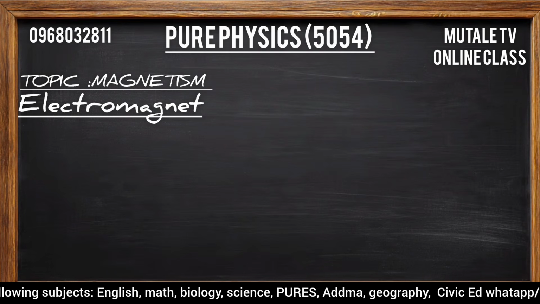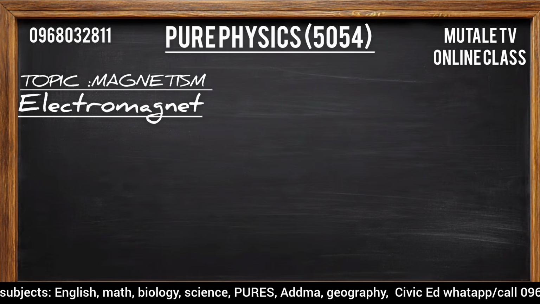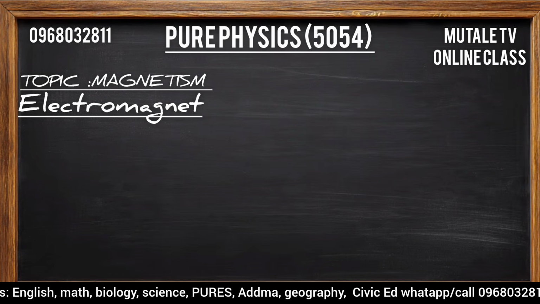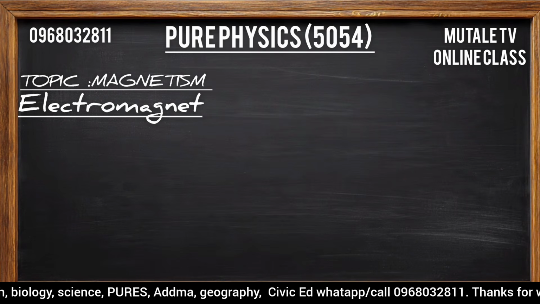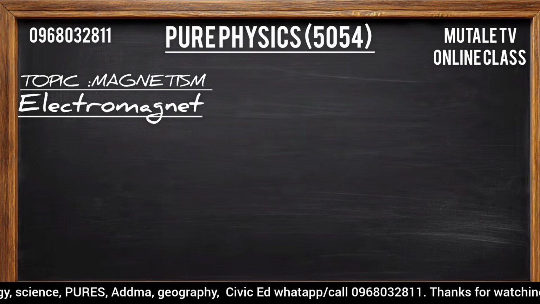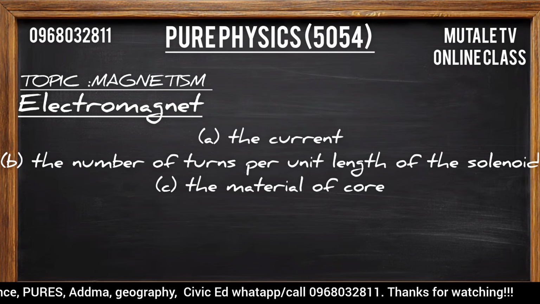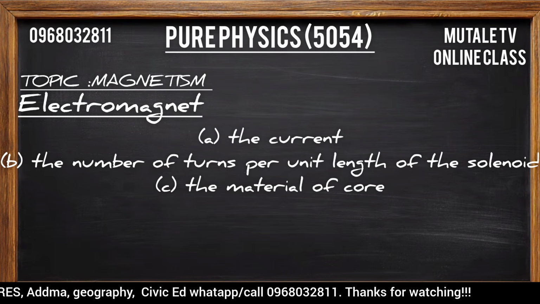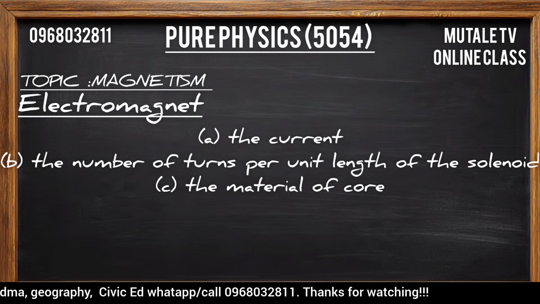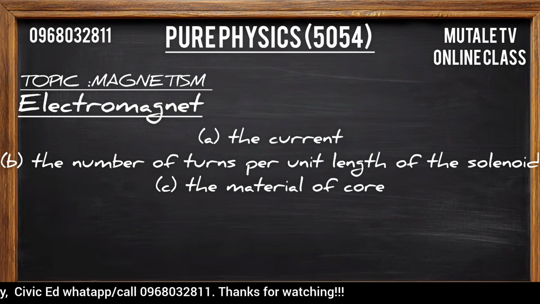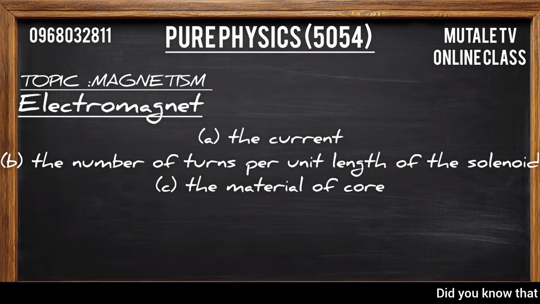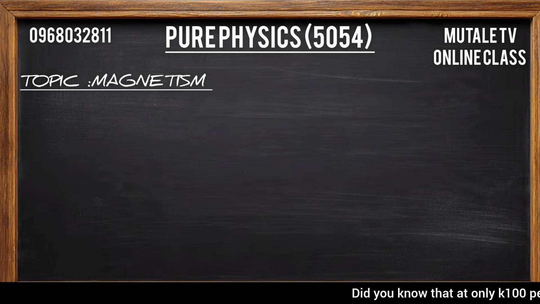Alright, so once knowing the methods, the other thing we need to know is the electromagnet. When you want to make an electromagnet, what is commonly used is iron as a core, because it is easy to magnetize. So the strength of magnetism depends on the current, the number of turns per unit length of the solenoid, and the material of the core. So if you want to make an electromagnet, its strength will depend on the current you use, the number of turns per unit length of the solenoid, and the material of the core. Alright, so that is it about the electromagnet.